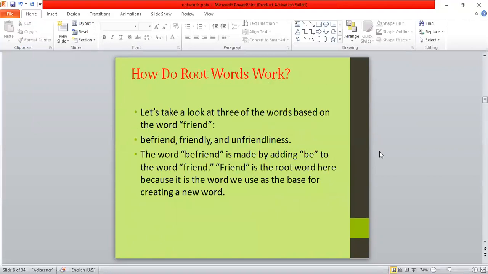How do root words work? Let's take a look at three words based on the word friend: befriend, friendly, and unfriendliness. The word befriend is made by adding be to the word friend. Friend is the root word here because it is the word we use as the base for creating a new word.